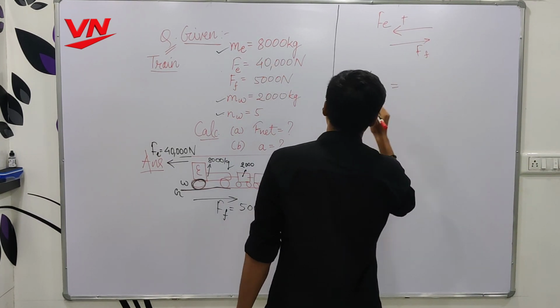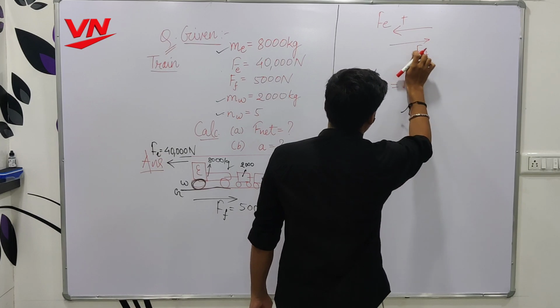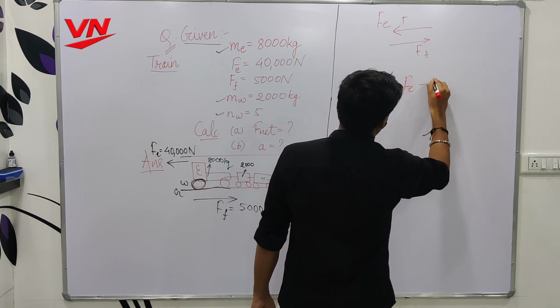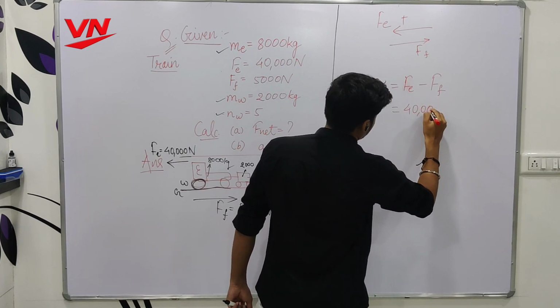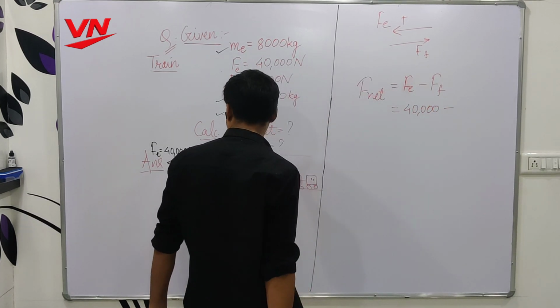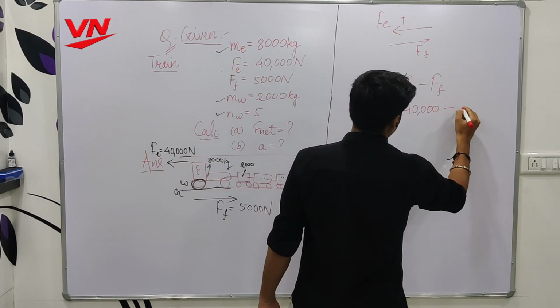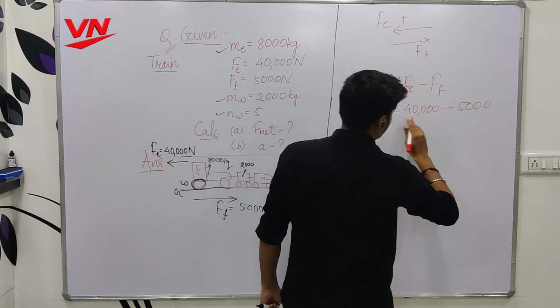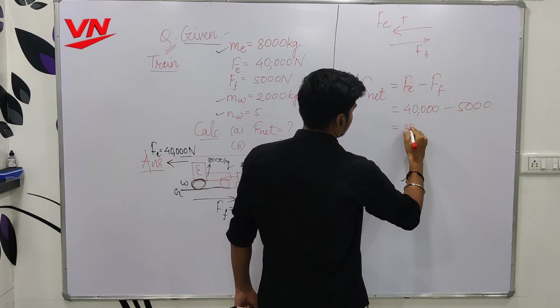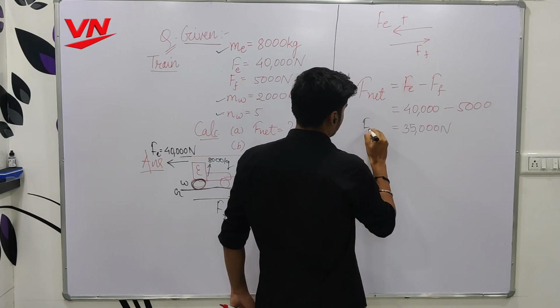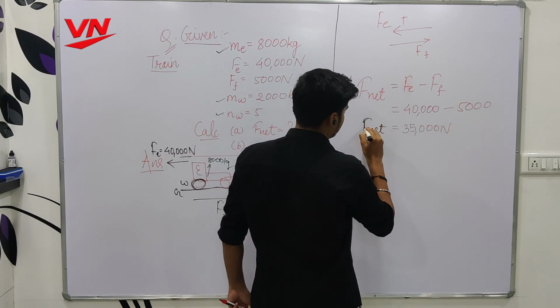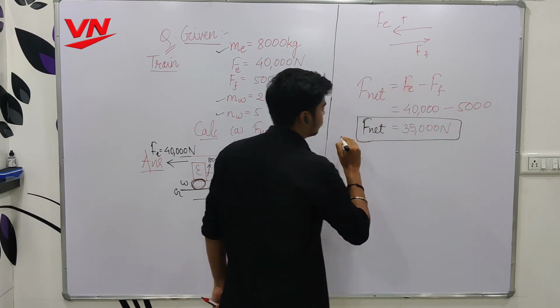Let's put the values. Net force is force of engine minus force of friction, 40,000 Newton minus 5,000. 40 minus 5, you will get 35,000 Newton. Okay. That was the net resulting force.